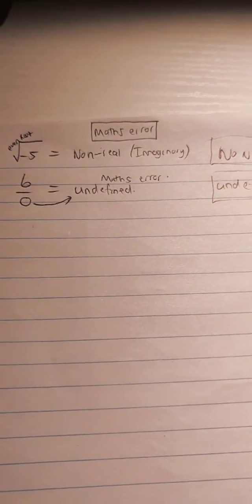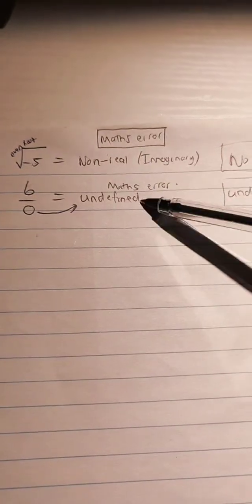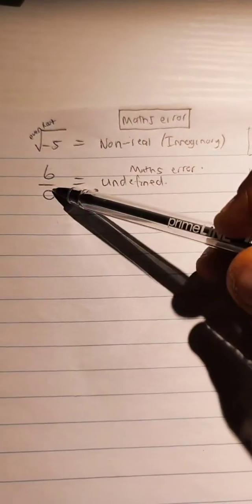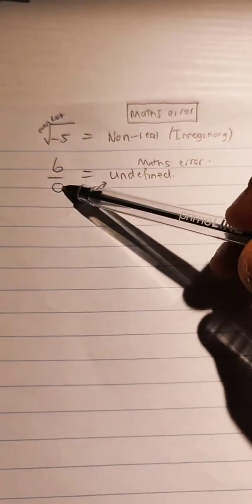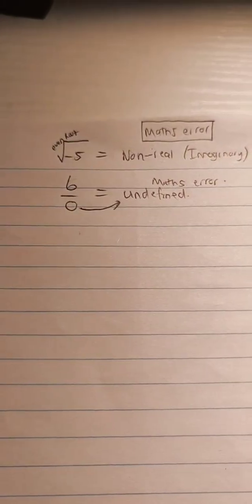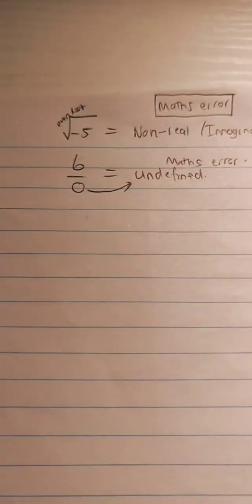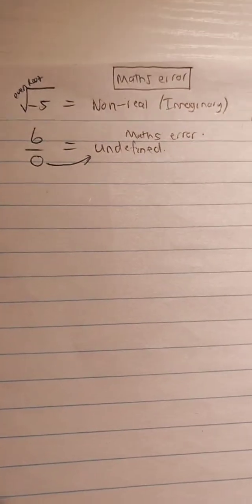But for us, please, guys, don't ever make the confusion between these two. When I talk about undefined, I'm specifically talking about division by 0 in the denominator. It is not imaginary or non-real. We are not talking about negative numbers under a square root, please. All right, so I hope that answers you.